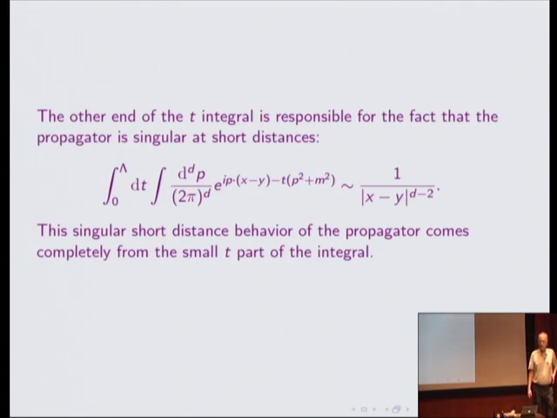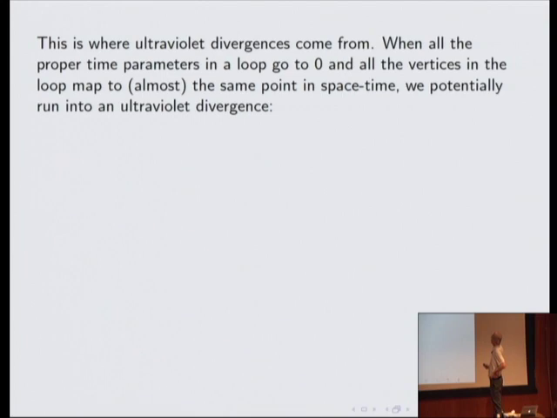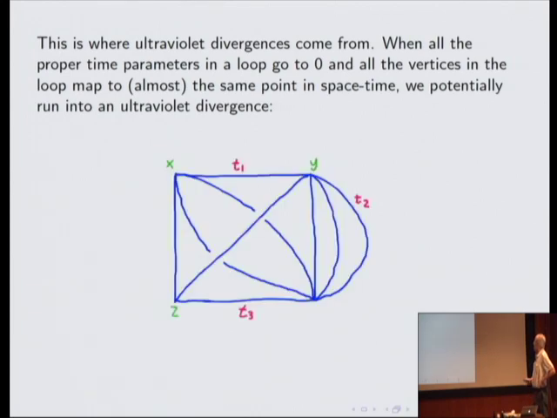So the short distance singularity of the propagator comes completely from small t, while the momentum space pole of the propagator comes completely from large T. That's where ultraviolet divergences come from. When all the proper time parameters in a loop go to 0, and all the vertices in the loop map to almost the whole same point in space-time, we potentially run into an ultraviolet divergence. For example, this diagram might diverge depending on the dimension of space-time and what's at the vertices.